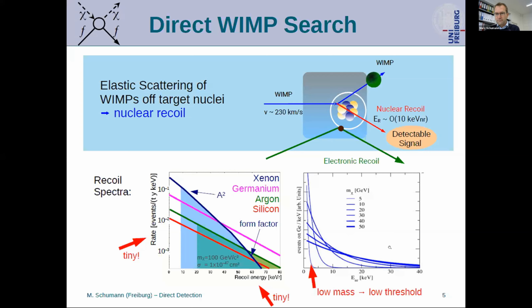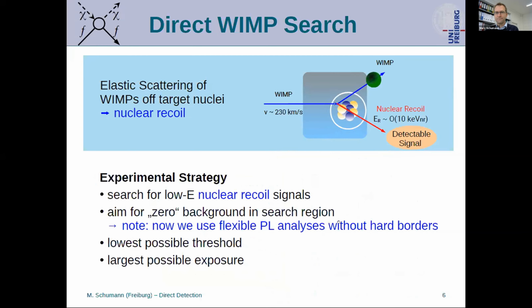The other thing is, if you want to search for low mass WIMPs, this is a typical spectrum for different WIMP masses, 5 GeV to 50 GeV. You see that the spectrum gets steeper and steeper. If you don't have a low threshold, the exponential recoil spectrum will not make it over your threshold, so you will not see anything.